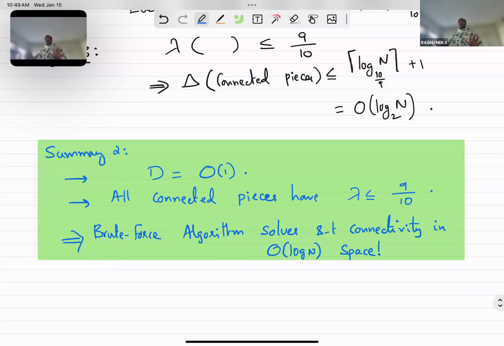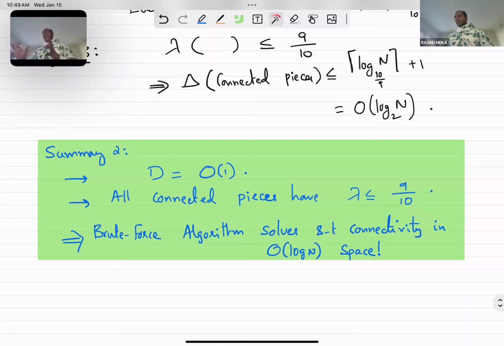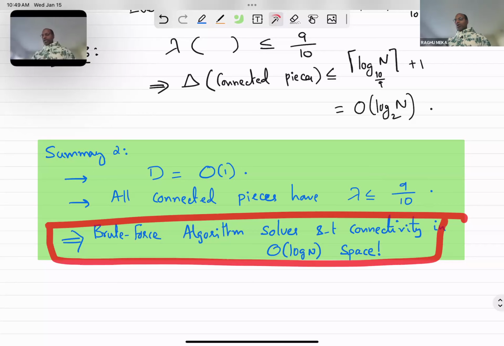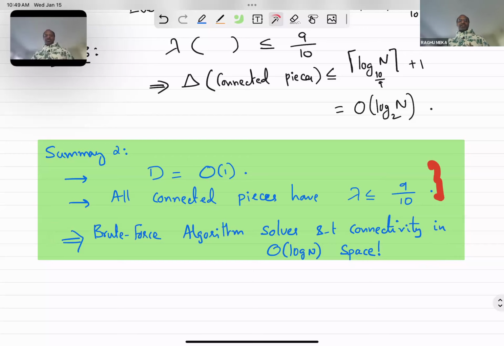Okay, so do you agree with this? So the summary of everything we've discussed so far should be this. If the graph has constant degree and all the connected pieces have high spectral gap, meaning the second largest eigenvalue is bounded away from 1 by a constant amount, like 9/10, this constant is not important, it could be 9/10, half, it doesn't quite matter, then you are good. You have a log n space algorithm. Of course, these are strong assumptions. We have to somehow figure out how to get there, but we'll do that. Okay. Any questions about this?